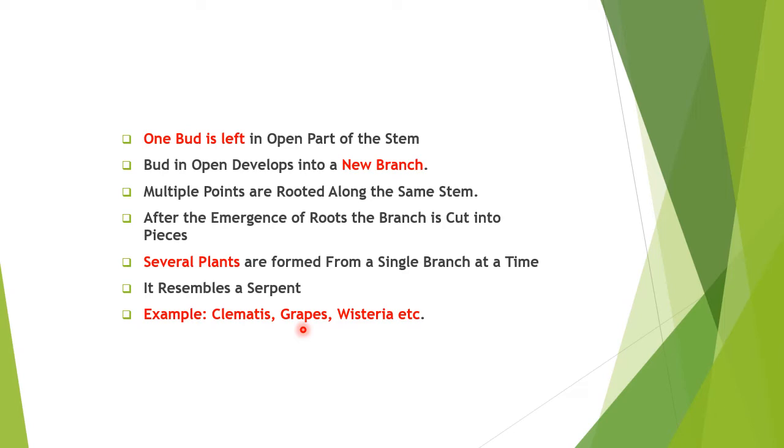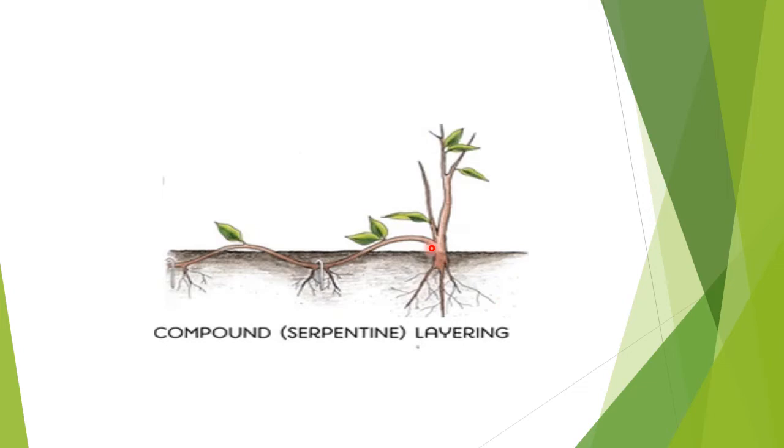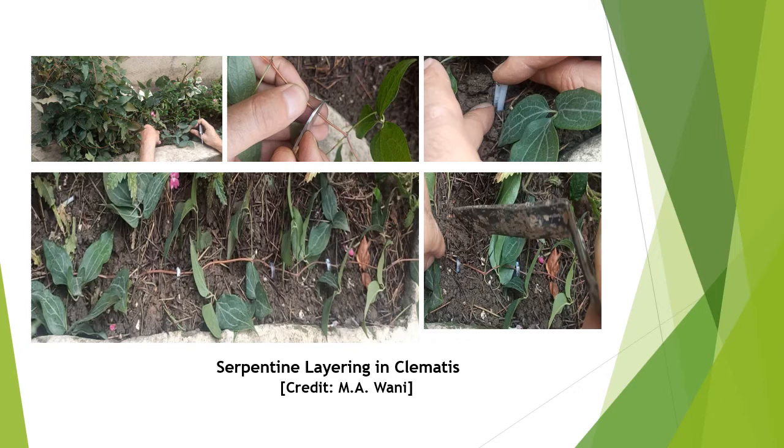As I have done, this is how we are taking a long branch and pegging it, keeping one bud open, and then this forms the rooting. This is also called a serpentine. So we have done this in the case of clematis here. As I have done in the clematis, you see this is the lower branch of the clematis.